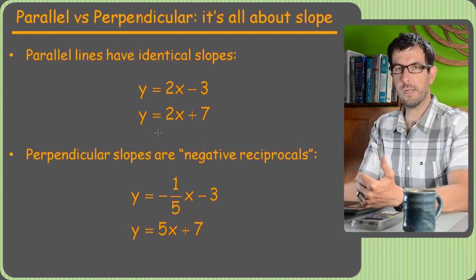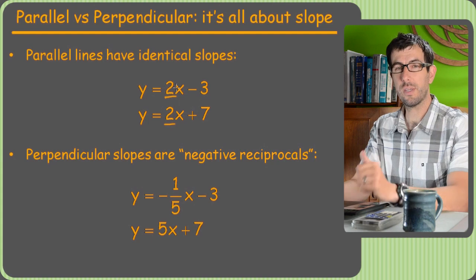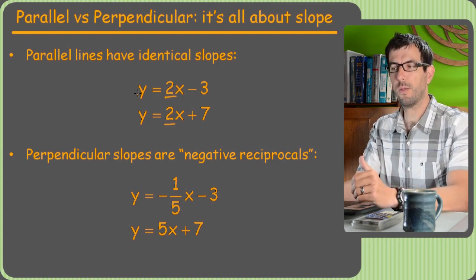But here we go. So the trick is that parallel lines have identical slopes. So 2 in front of the x's. Now remember, the number in front of the x is only the slope of the line if there's a 1 in front of the y. But because both these have sort of an imaginary 1 in front of them, that means the slopes of each is 2. And they have different y-intercepts.